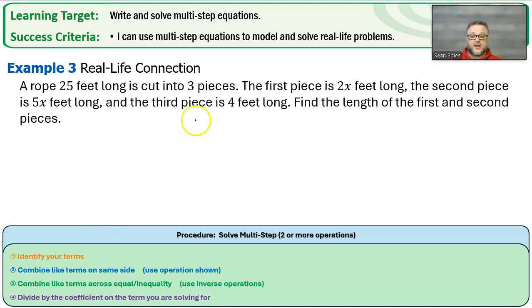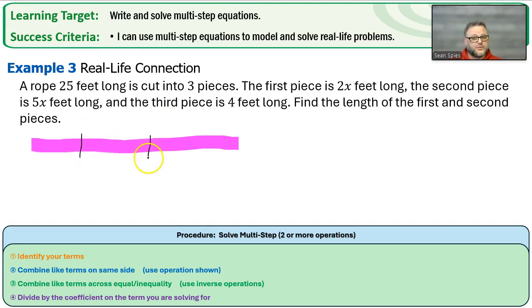Alright, Speezers, let's try to connect this idea of building an equation and solving it using multiple steps or multiple operations into real life. We're going to use the example here of a rope. So let's lay out a line that's going to represent our rope. In this case, I don't care where I cut it, but it does say it's cut into 3 pieces. Don't let your brain get too detailed on this. It does not need to be perfect. It just needs to have 3 sections.